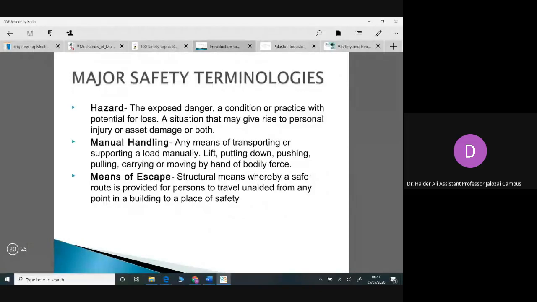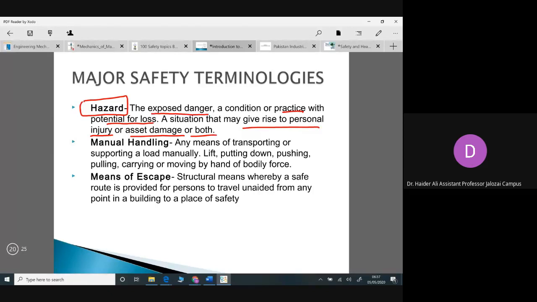Now, what do you mean by hazard? Hazard means an exposed danger. What do you mean by an exposed danger? Something that you can sense, you can feel, you can see. It is a condition or practice with potential for loss. It is a condition in the environment, or a particular practice in your work environment that could at some point cause harm to someone or to the property. So a situation that may give rise to personal injury or asset damage, or both. Such a danger or a condition is called a hazard.